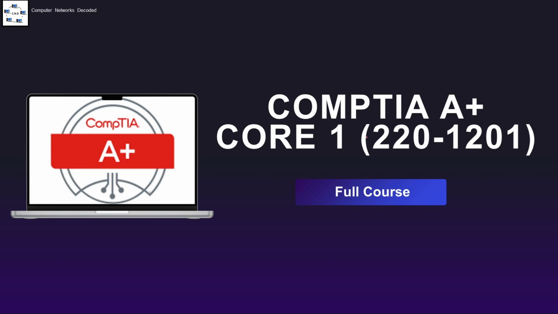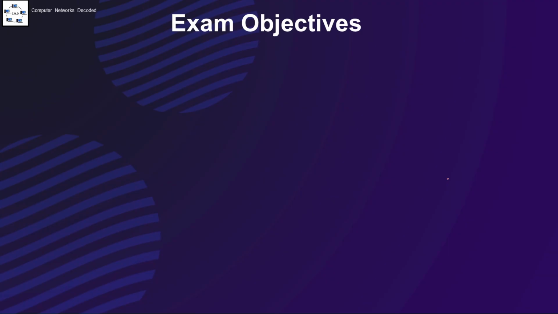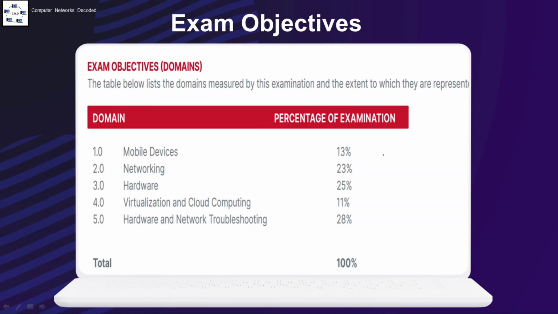Hi everyone and welcome to the CompTIA A Plus Core 1 course. This course is designed as per the latest and updated CompTIA Core 1 certification exam, that is 1201. And the exam objective of this course aligns with the official exam objective of the CompTIA. And Core 1 basically consists of these 5 domains.